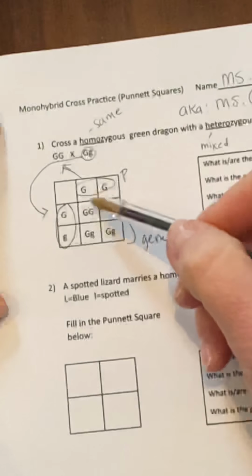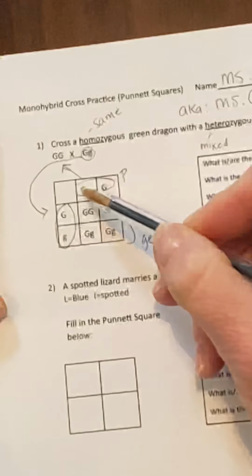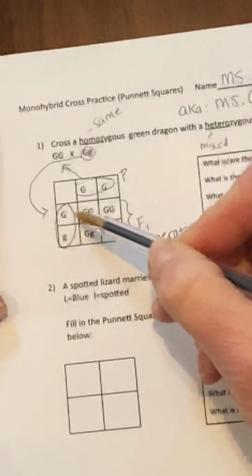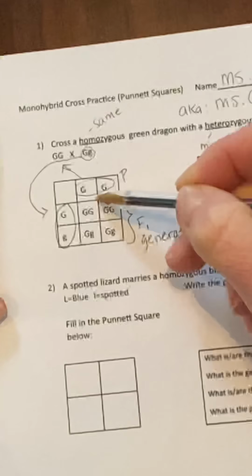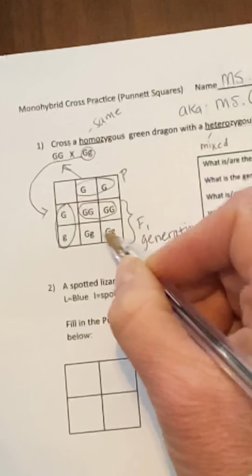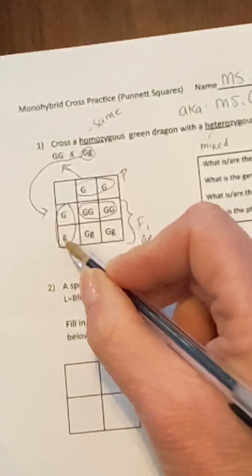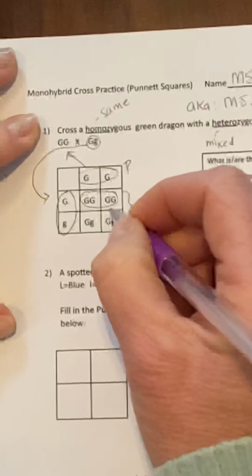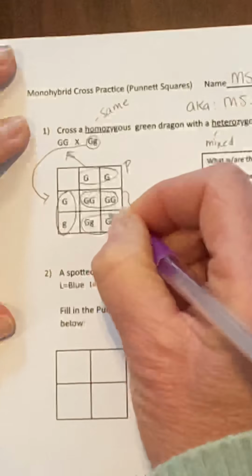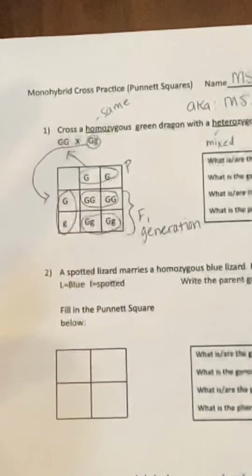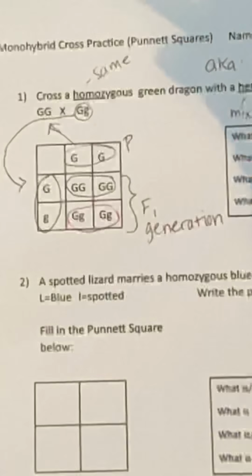All right, so we're going to cross these two and you get two big G's. Bring this G down, bring this one over. Big G, big G. So these two are the same, right? And then we've got big G, little g. And big G and little g. And so these two are slightly different, aren't they? Yes, they're heterozygous.